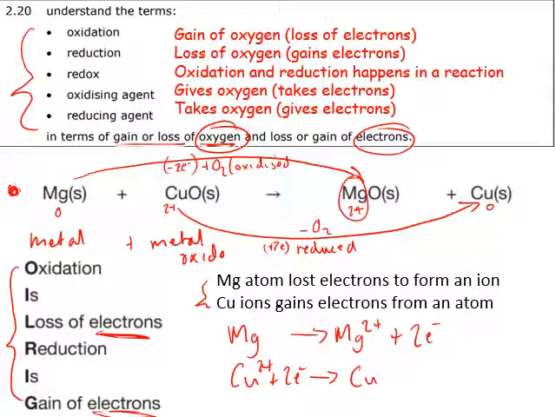Now note here, the oxygen actually stays as 2-, so it's what we call a spectator ion. It doesn't take part in the actual reaction. No electrons are being moved.